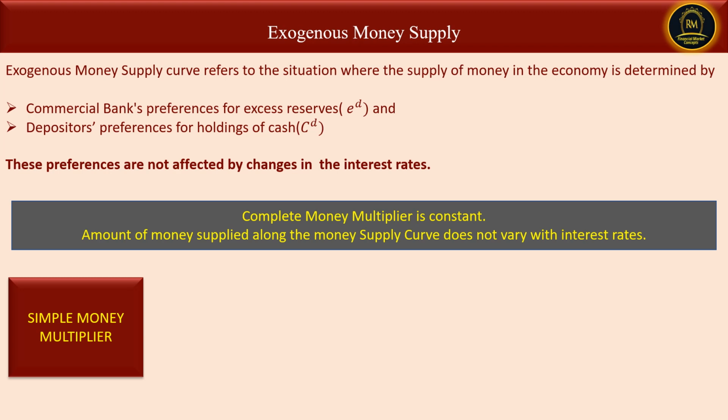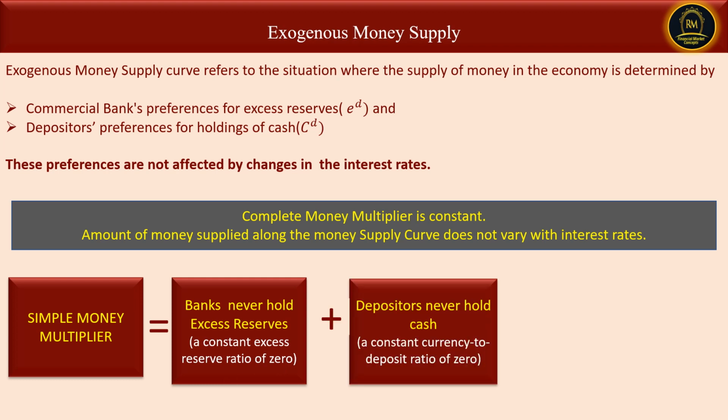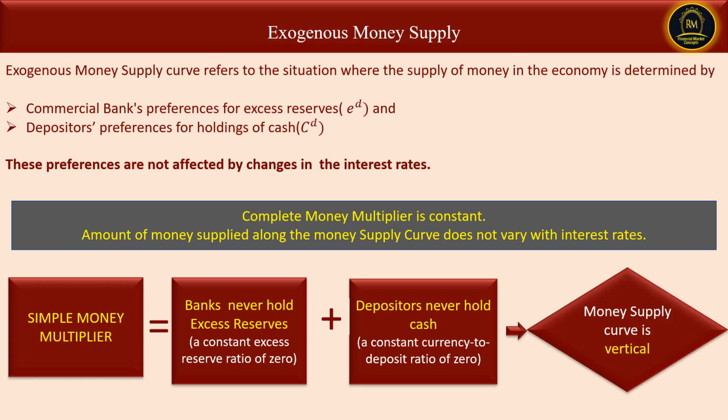If you remember the simple money multiplier, we assume that banks never hold excess reserve, which means the excess reserve ratio is constant at zero. Along with that, it also assumes that depositors never hold cash. That means the currency to deposit ratio is constant at zero. This is an ideal situation of the simple money multiplier, which leads to a money supply curve that is a vertical straight line.